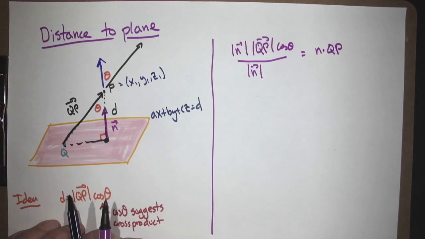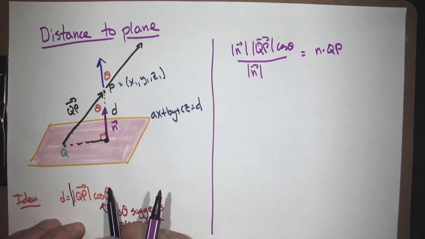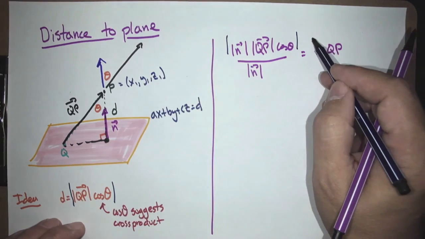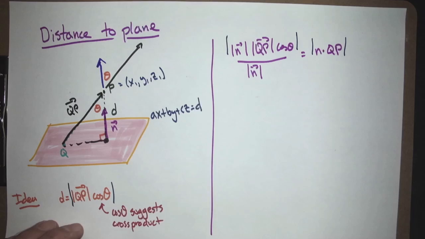No? The problem is it could be negative. So you should throw an absolute value there. So take the absolute value of n dot QP.